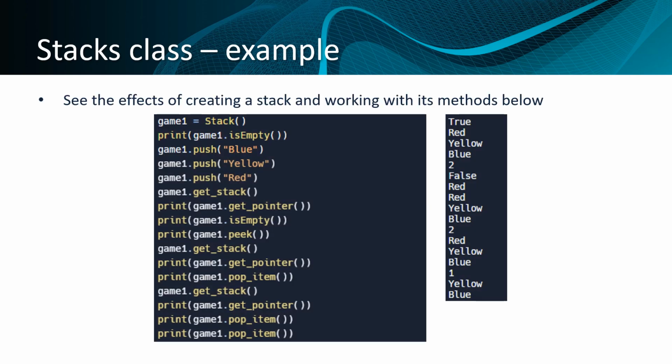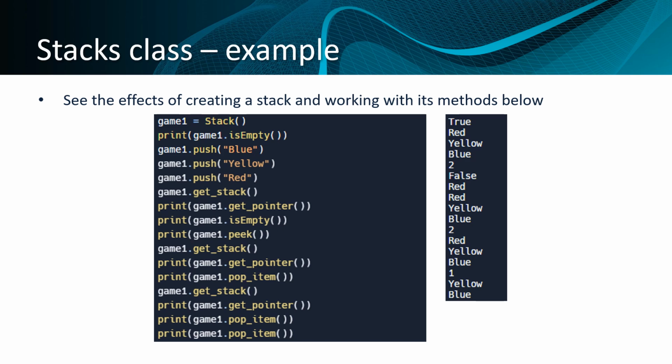First of all, I'm going to create an instance of a stack and store it in the variable game1. You can see that when I print game1.isEmpty, it returns true because the stack is currently empty. I then push to it blue, yellow, then red, and I call getStack, and it reads them back off for me in the reverse order, like a stack would do, from the last item added back to the first, so red, yellow, blue.